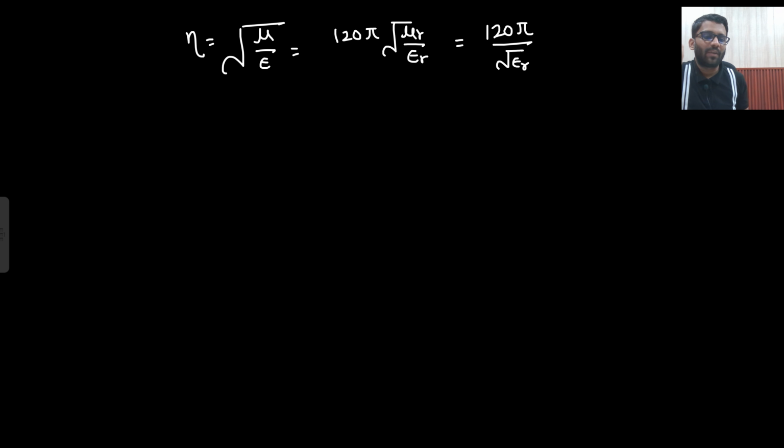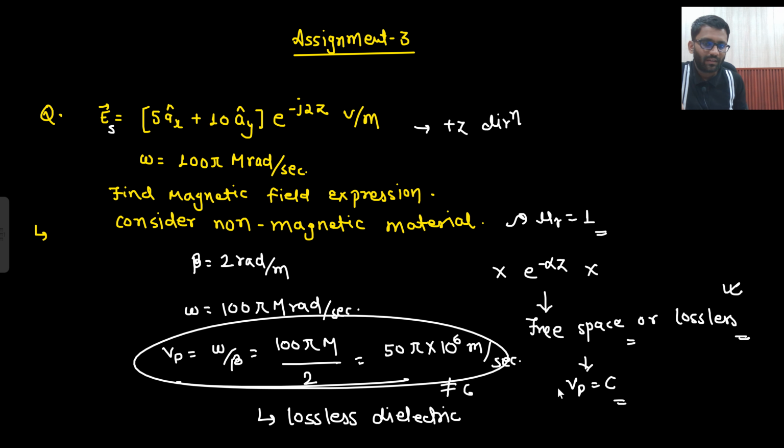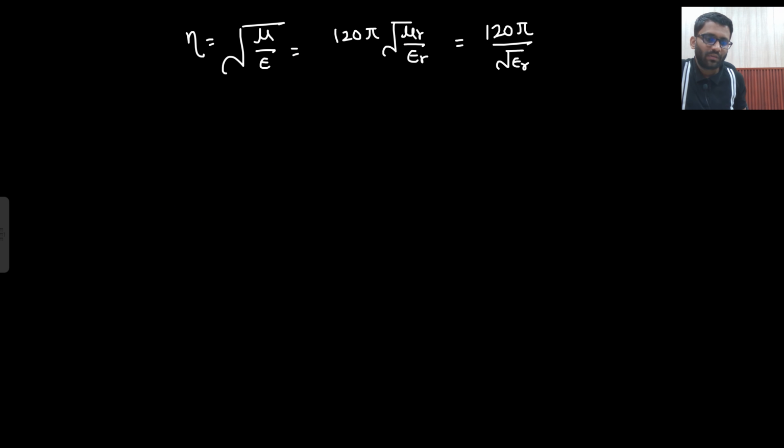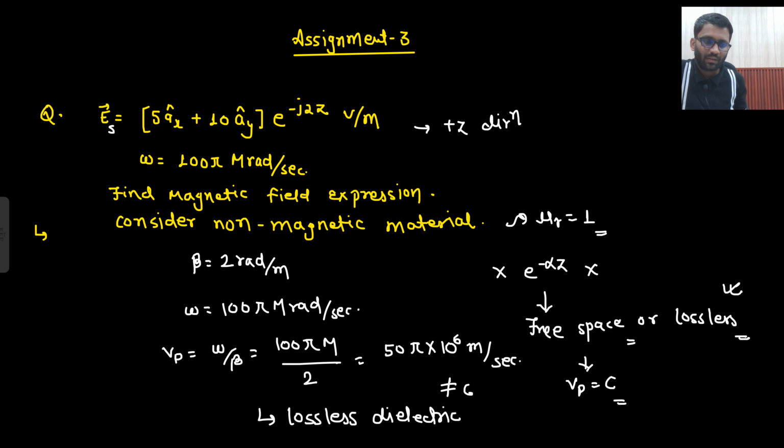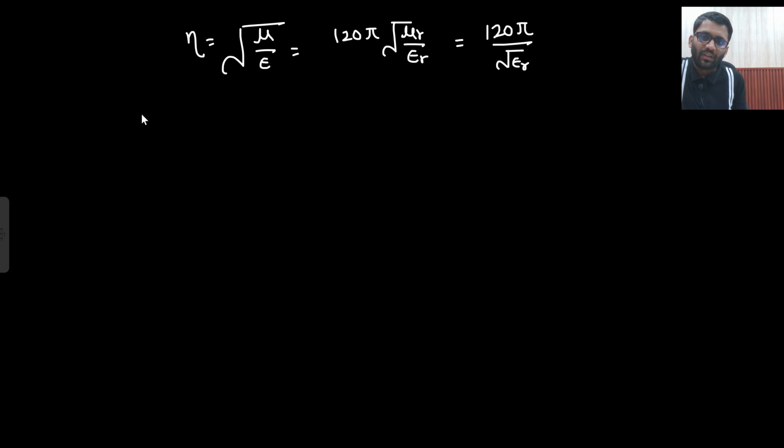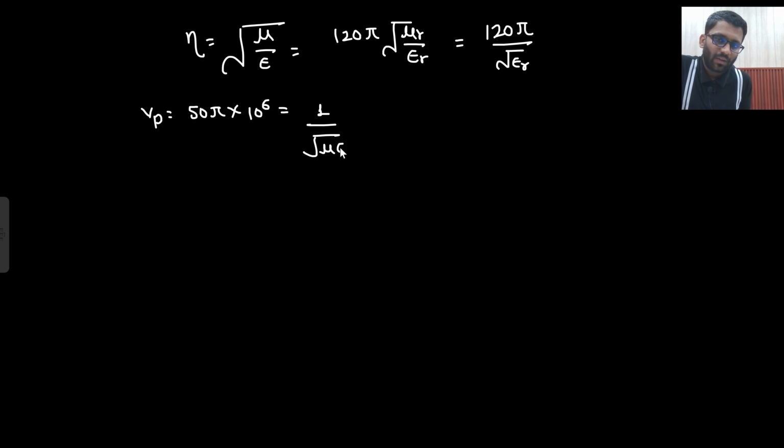So what all data am I having? I am having the value of Vp. Vp is equal to 50 pi into 10 to the power 6. Do you remember the formula? If you don't remember, then you can write down this thing. This is equal to c by under root epsilon r, which is actually c by under root mu r epsilon r.